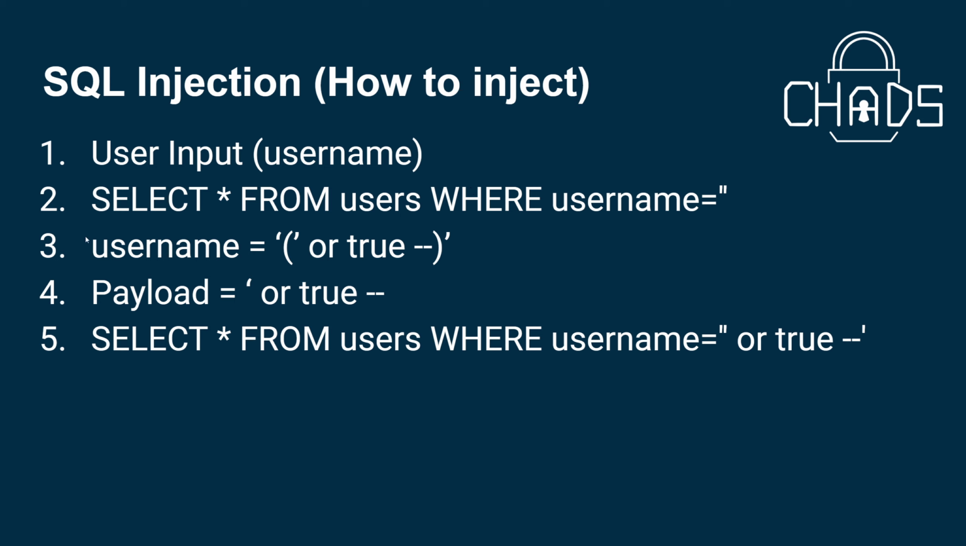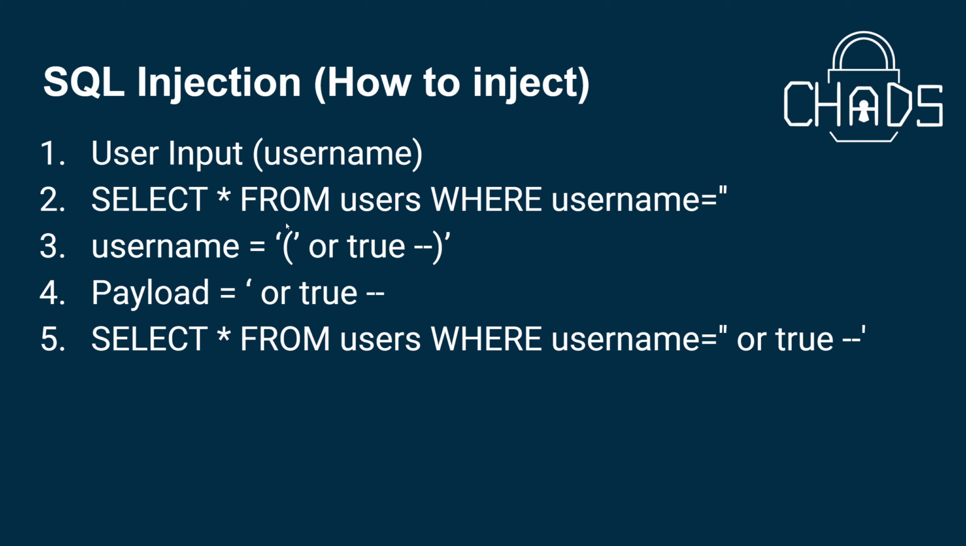So let's say our payload, which is what you type into the actual prompt, rather than typing something normal like Michael or a username, you type this: a quotation mark, or true, with two dashes. Then you see under the brackets.